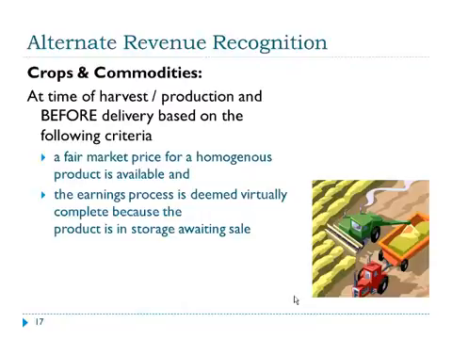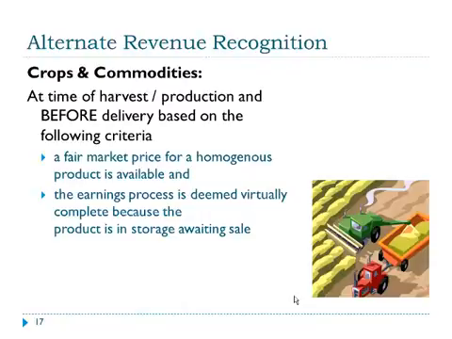So, think about corn. At the time that corn is harvested, it's available for sale, it's in storage, it can be sold at any time. But the farmer is typically going to be watching for the appropriate selling price in order to sell that crop. So the sale itself may take place many, many months in the future. But this is a commodity.